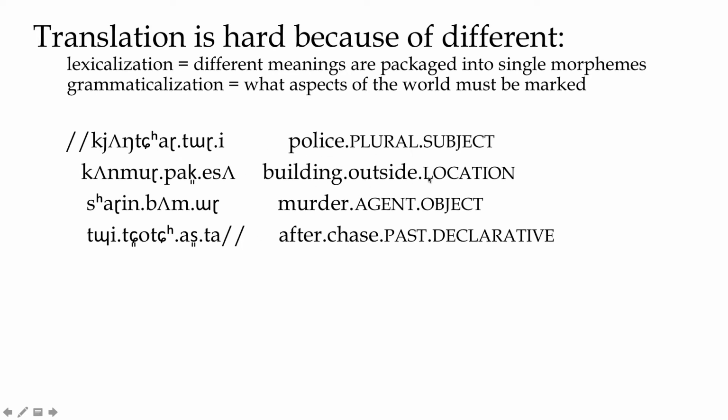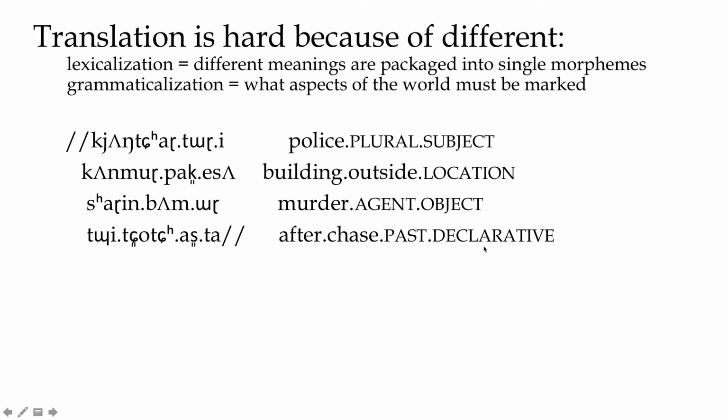Remember, these dots mean morpheme boundaries, and capital letters show something that I'm having to inflect for or notice about the world. So 경찰 is police, the plural is 들, and the subject is 이. 건물 is building, 밖 is outside, and then 에서 is the ending for location. 살인 is murder, 범 is agent, someone who does something, and 을 is object marker. 뒤 is after, 쫓 is chase, 앗 is past tense, and 다 is the declarative. I'm making a declaration, a declarative statement about the world.